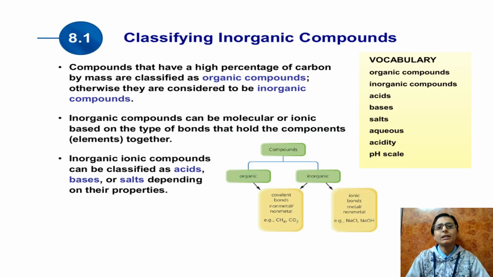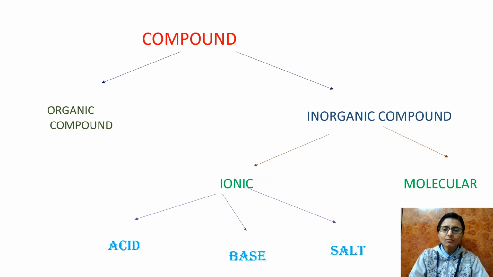Now come to the first point, that is classification of compounds. In this chart you can see there are two types of compounds. First is organic compound and second is inorganic compound. Compounds which contain carbon atoms are called organic compounds, and compounds which do not contain carbon atoms are called inorganic compounds. Further, inorganic compounds are of two types. First is ionic, which makes ionic bonds, and the second is molecular compound, which makes molecular bonds.